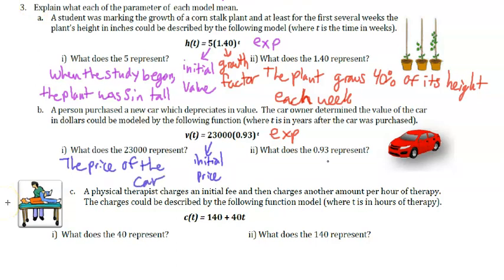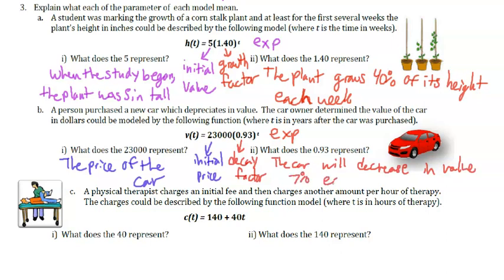And then what does the 0.93 represent? That is the decay factor. So that means that the car will lose 7% of its value each year. We get the 7% by subtracting 100% minus 93%.